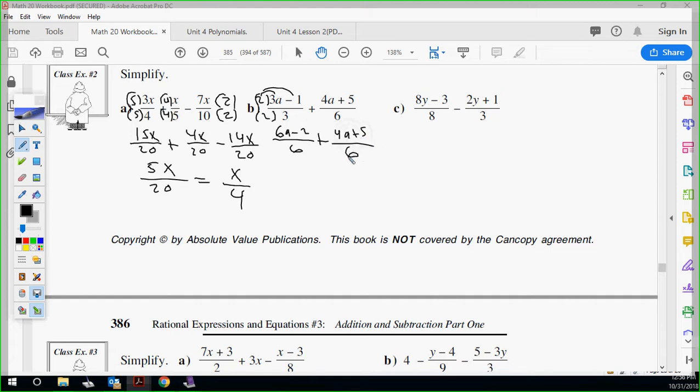Now this we can combine like terms. 6a plus 4a is 10a. Negative 2 plus 5 is 3. And that's the only thing I can do. Now, you could break it up. I'm not going to, just because it doesn't go in evenly. So I'm just going to leave it like that. It's fine.